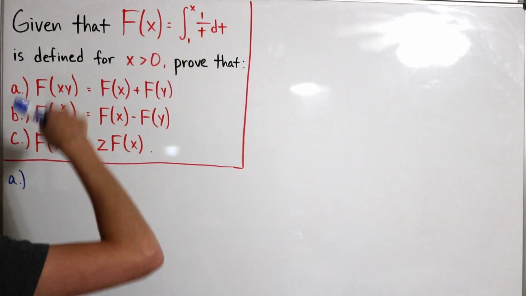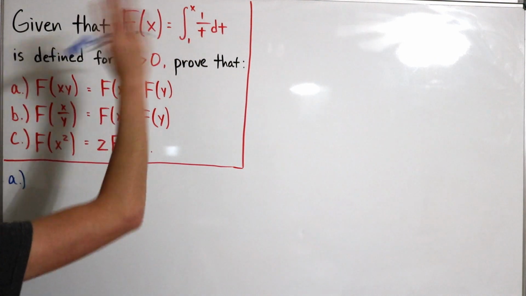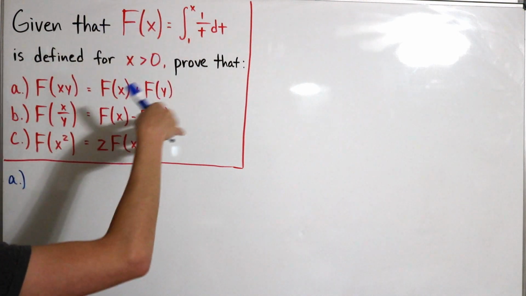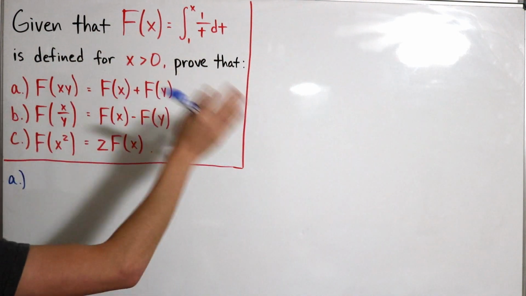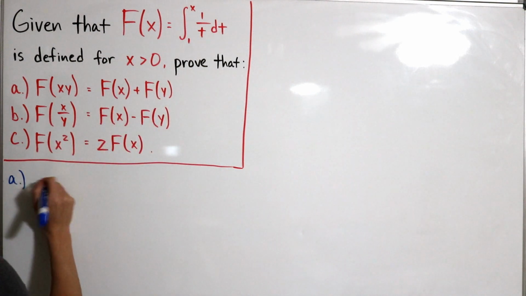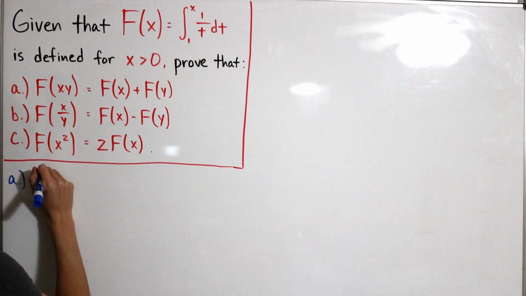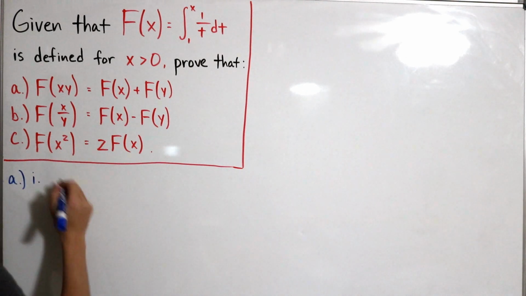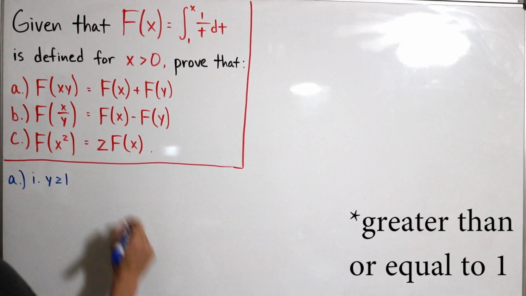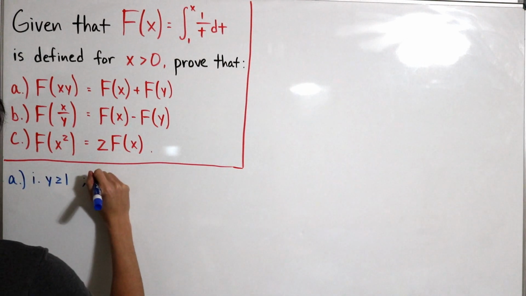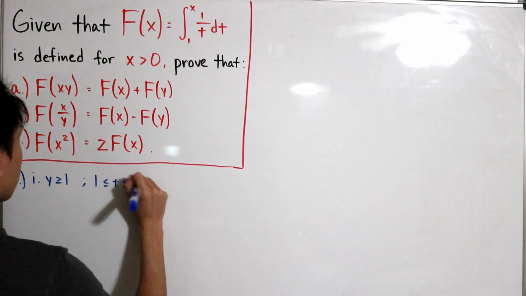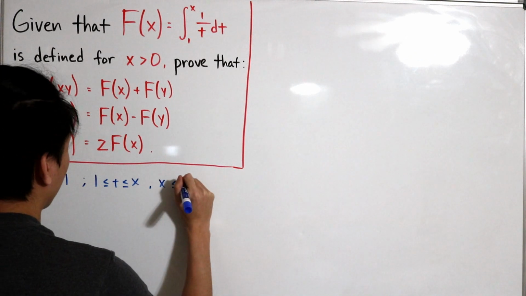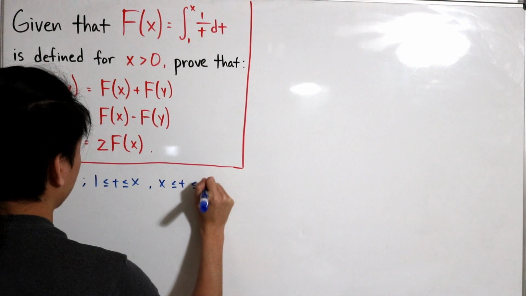To make this a little better, we'll do one case for y greater than or equal to 1, and then another case for when y is strictly less than 1. So for the first case, y greater than or equal to 1, we can separate the regions of our interval as 1 is less than or equal to t, which is less than or equal to x, and then another one for x is less than or equal to t, which is less than or equal to x times y.